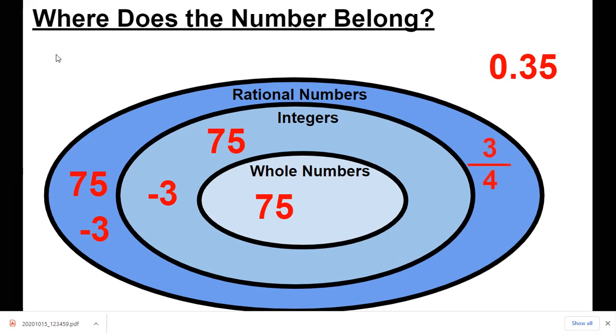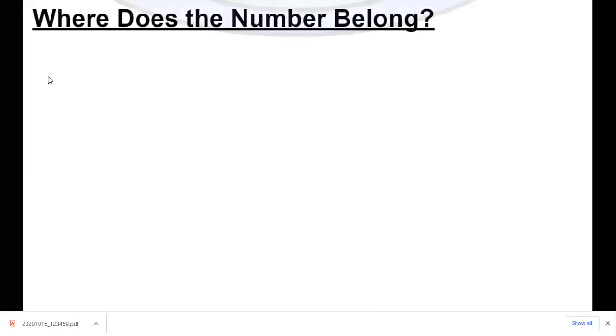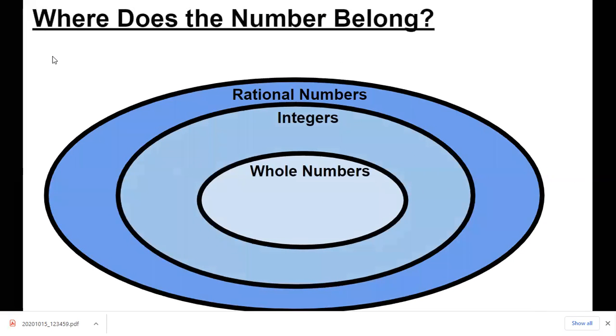How about 0.35? 35 hundredths. That's a decimal. Where is that going to end up? Right there. It is a rational number. It's not a whole number. It's not an integer. It's only a rational number. Let's do a few more: 101, -8, 2/5, and 14.1.